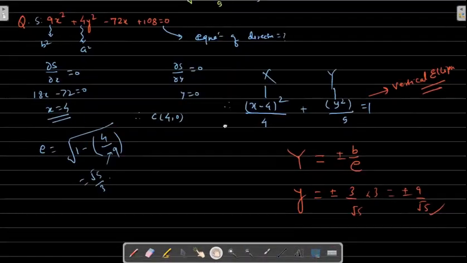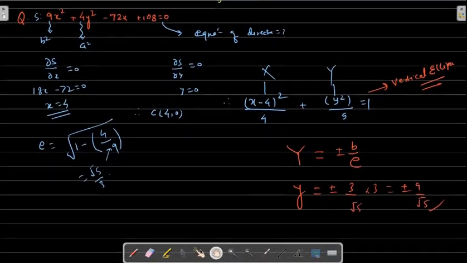Now there's a very fast method of converting a translated ellipse into standard format. How do we do that? See, whatever is multiplied with x square, that is your b square. So b square is 9 and a square is 4. So obviously it's a vertical ellipse. You can get to know that from here itself.